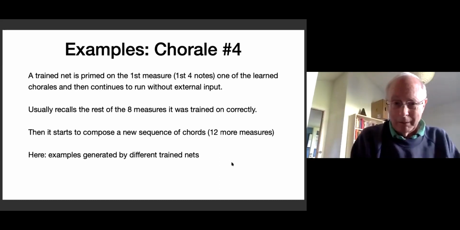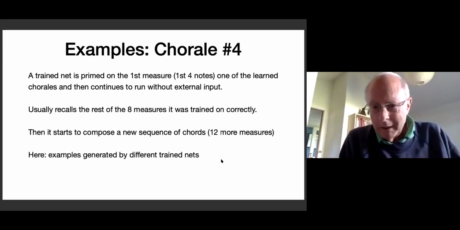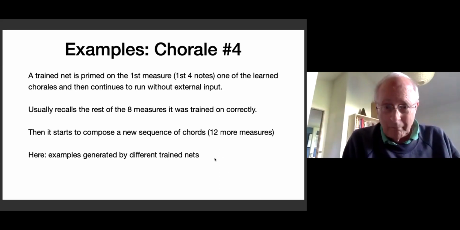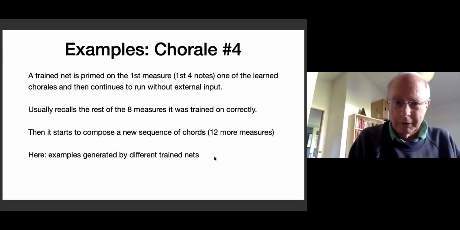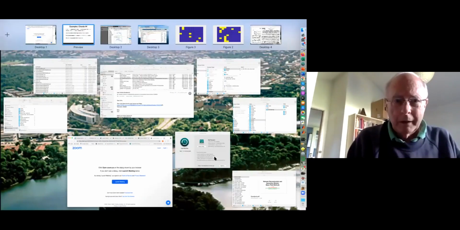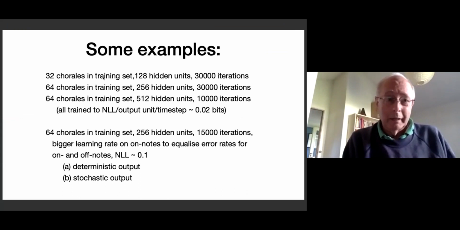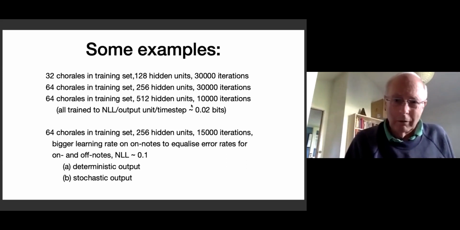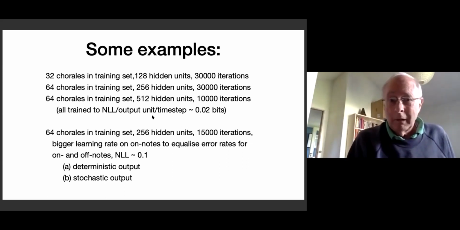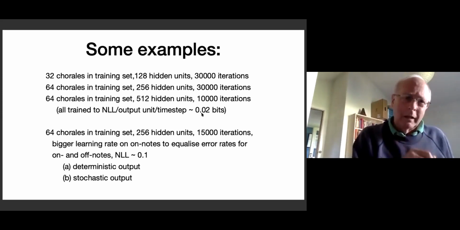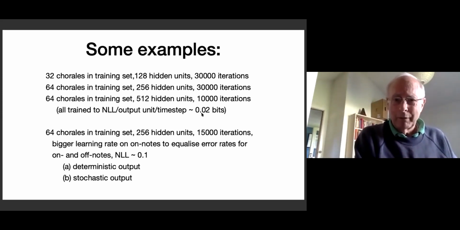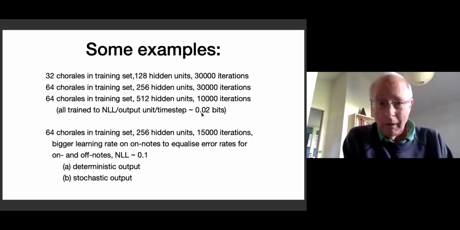So I'm going to give you some examples, and I hope that the sound works better than the vision. These are several networks that we used, differing in how many chorales we trained on, how many hidden units we had, and how many iterations it took. But all of these were trained to a negative log likelihood per output unit per time step of 0.02 bits, 98% of the way, all the way down to 0. Okay.